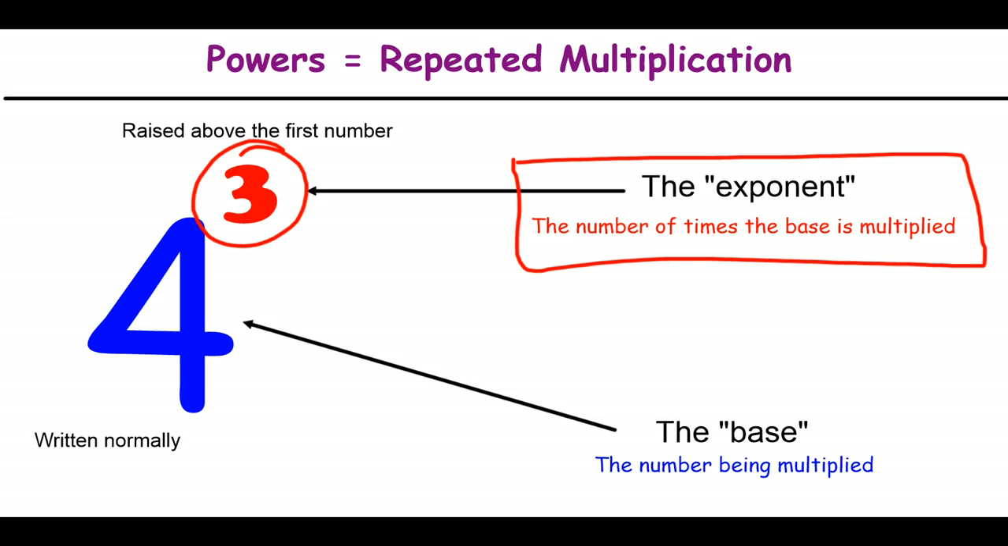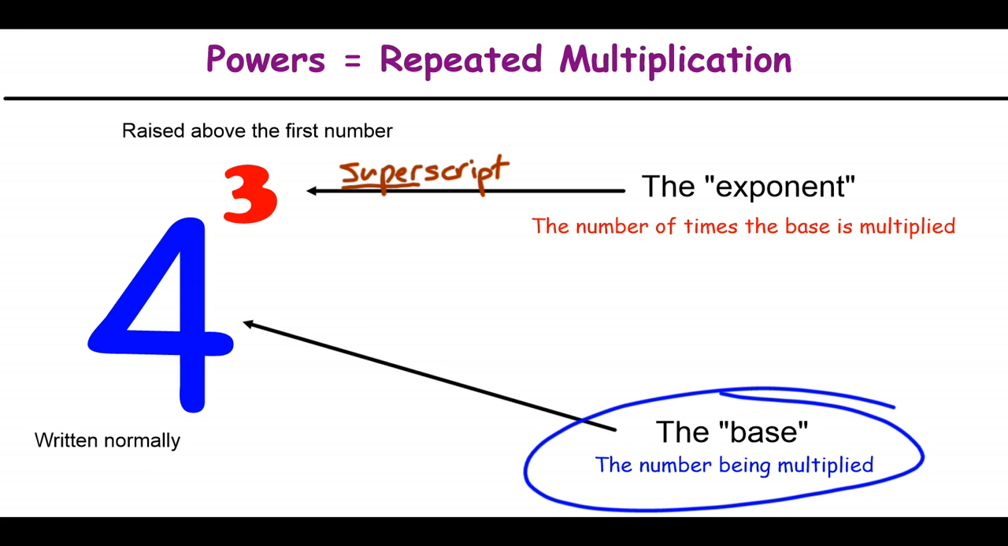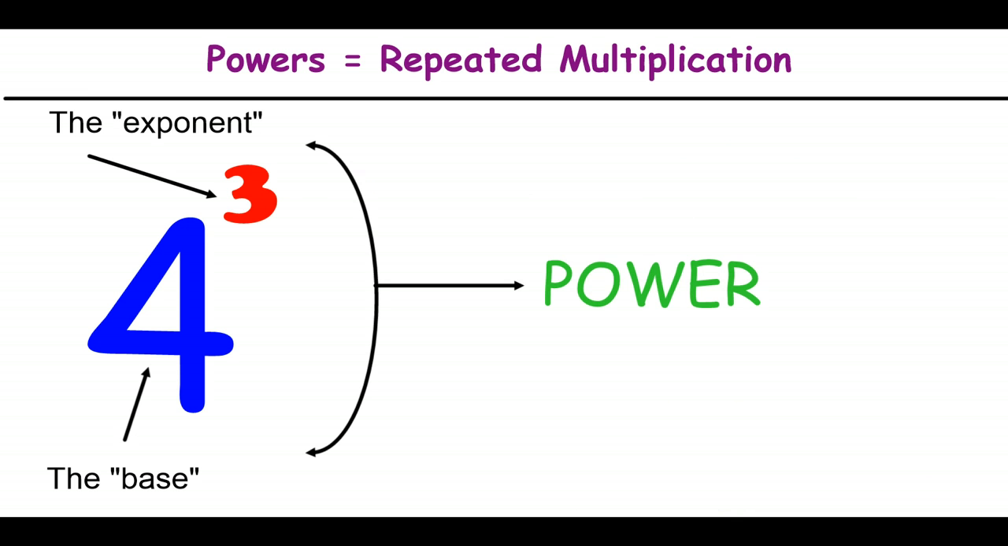Written up like this above the number is called being written in superscript. If it were written down below, it would be called subscript. But written above that number is called being written in superscript. And together, the base and the exponent form what's known as a power. A base and an exponent form what's called a power.